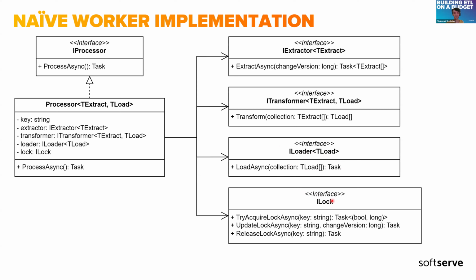And ILog defines 3 methods: TryAcquireLogAsync, which marks a given ETL process as running and returns its latest process change version. UpdateLog, which sets a new change version for a given process. And ReleaseLog, which sets the process as idling. Implementations of all 4 interfaces are injected into the processor, which handles ETL using ProcessAsync.